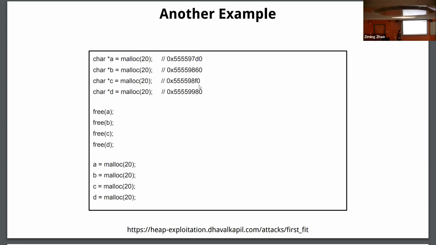Another example. Here we are using the same size, just a simple exercise. We're doing 4 mallocs, malloc 20, 20, 20, 20, A, B, C, D. Then we free A, B, C, D. And this is the address of each malloc. After that, we're going to do 4 mallocs again. Can you predict the address for each of them?